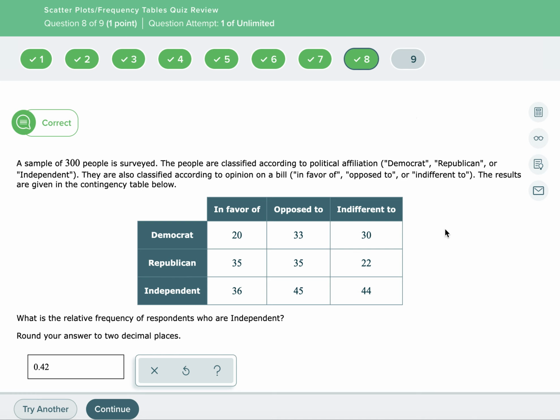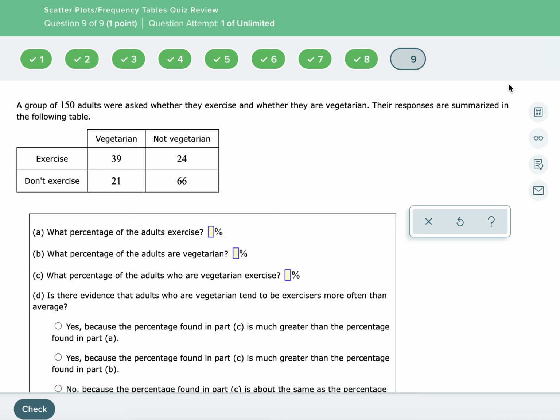Last problem here. We are going to go to problem 9, and we're going to take a look at this because this one usually tends to cause more problems than the other ones. This and maybe problem 5, I think, will give people the most trouble on the test. So let's take a look at this.